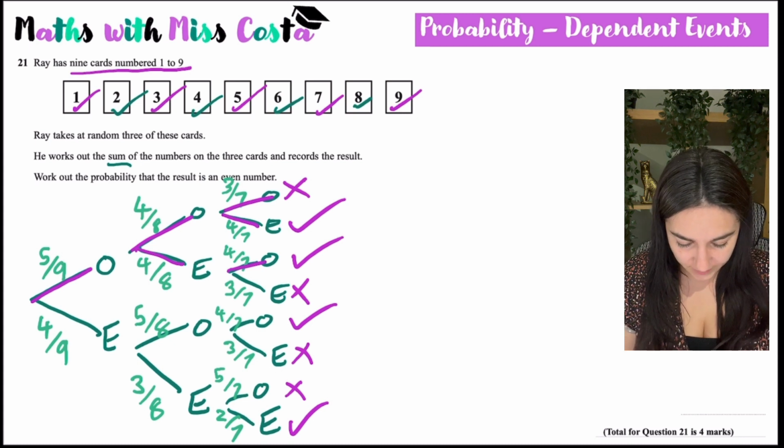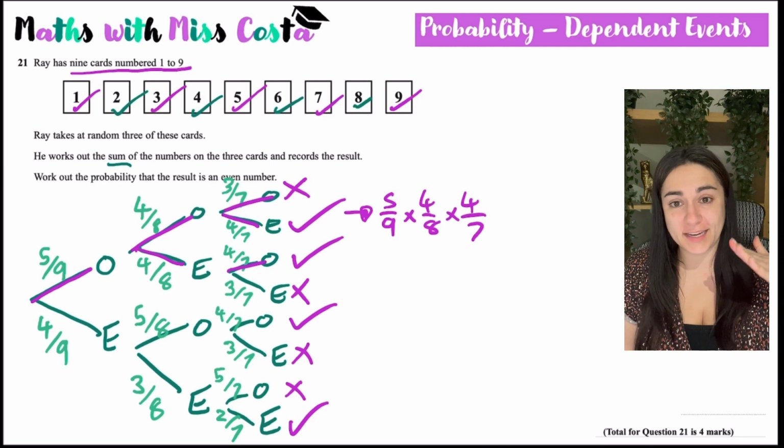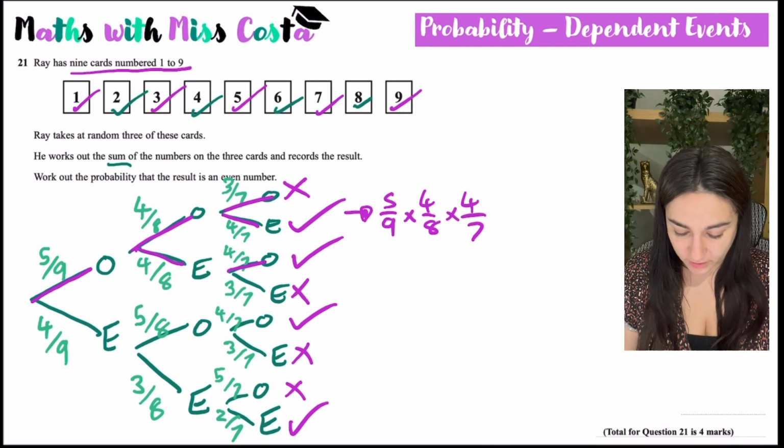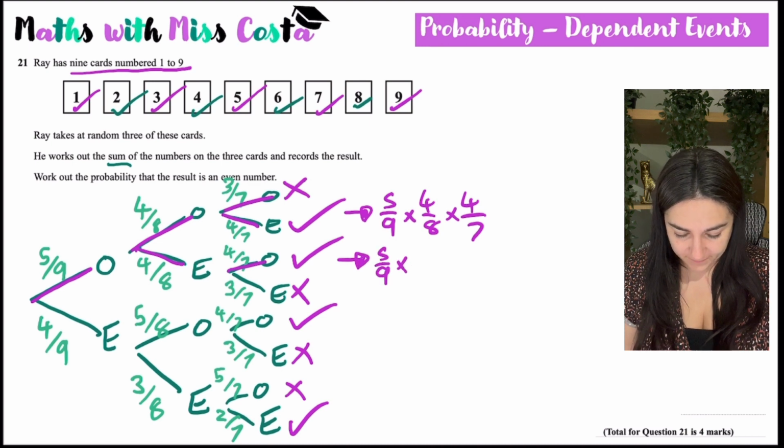Right, so let's work this out. For this route, we would do 5/9 times 4/8 times 4/7. Whenever you're working out probability, you always multiply when you go along the branches. Over here, I would have 5/9 times 4/8 times 4/7.